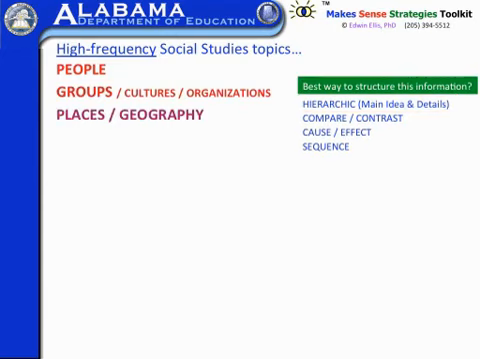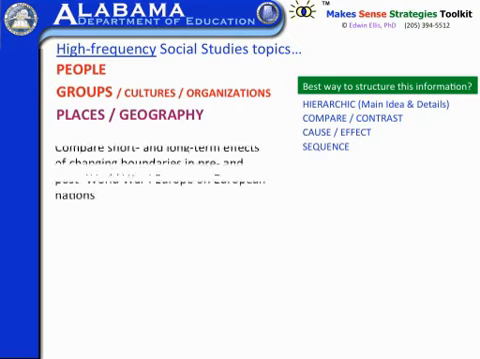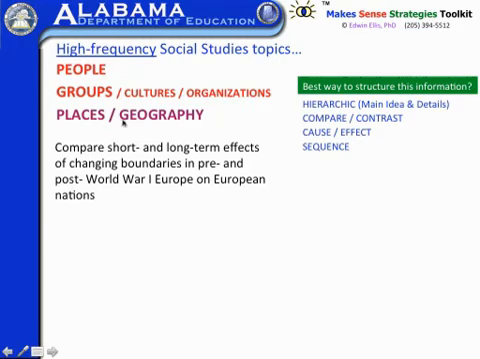Another major high-frequency topic are significant places as well as geography. And so here's an example of a standard that addresses that: compare short and long-term effects of changing boundaries in the pre- and post-World War I Europe on European nations. And so the topic is dealing with geographical kinds of concepts, but the standard is really addressing a cause and effect kind of structure.